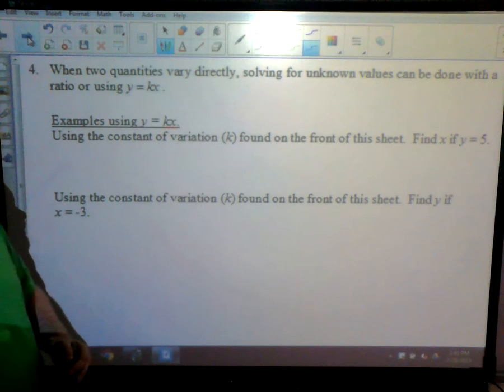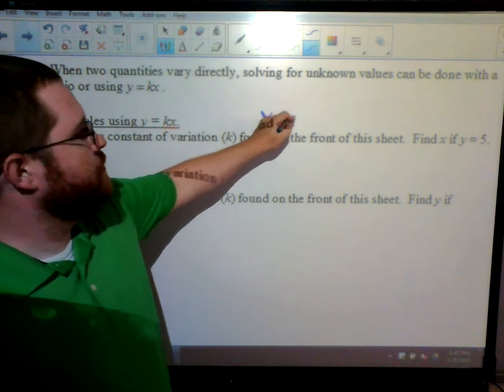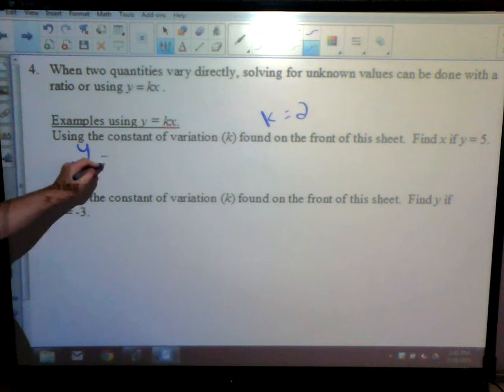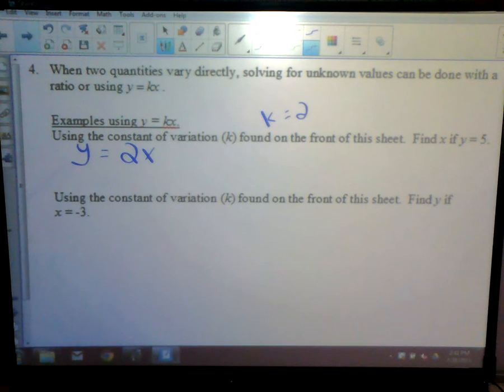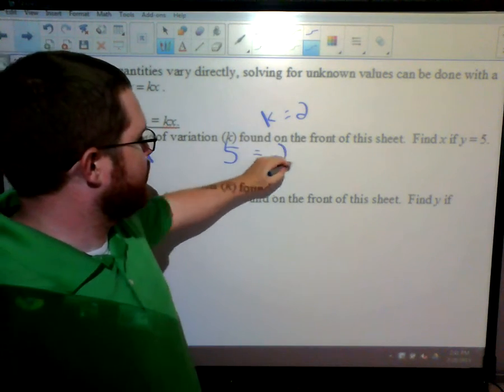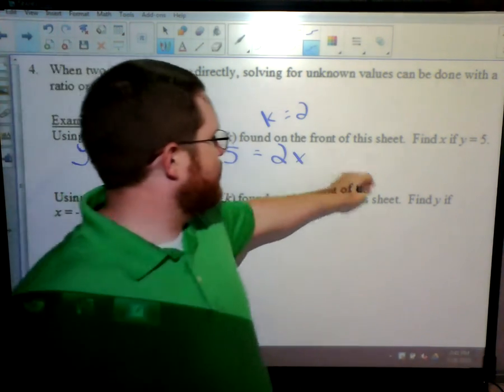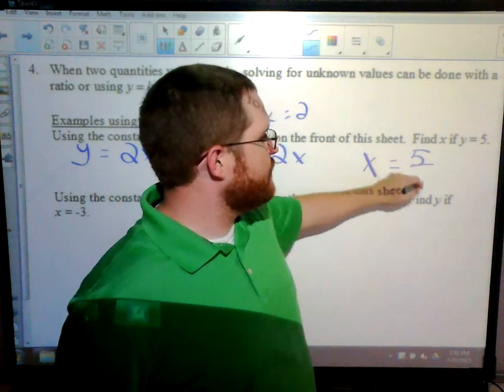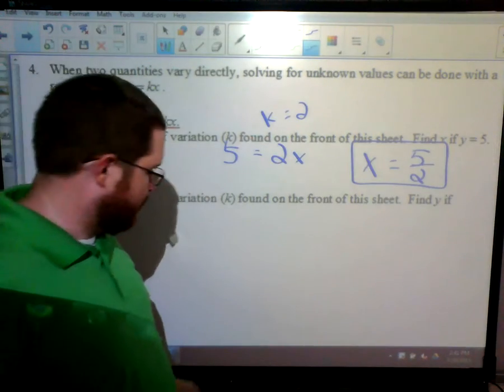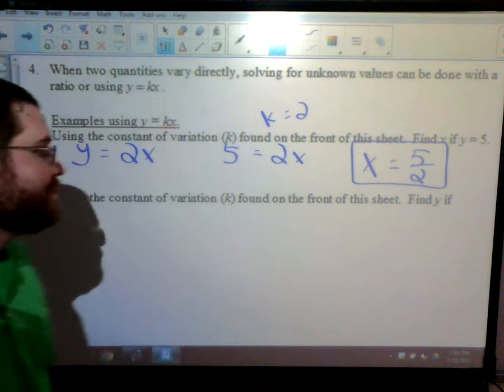Using the constant of variation we found on the front of the sheet, that was 2. Find x if y equals 5. So y equals 2x. That's my equation. It says find x if y equals 5. So divide both sides by 2. X equals 5 halves. Just leave it as a fraction. You guys will get used to that. Become friends with fractions this year.